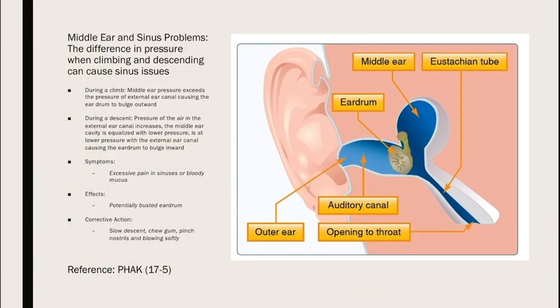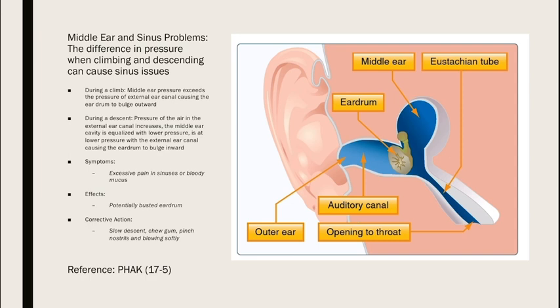Now, the next thing we're going to be discussing is the middle ear and sinus problems, because during climbs and descents, the gas present in body cavities expands, and when you're descending, the opposite happens. So, the middle ear is a cavity located in the bone of the skull, and it is very sensitive to pressure differences. So during a climb, the middle ear pressure exceeds the pressure of the external ear canal, and this causes the eardrum to bulge outward.